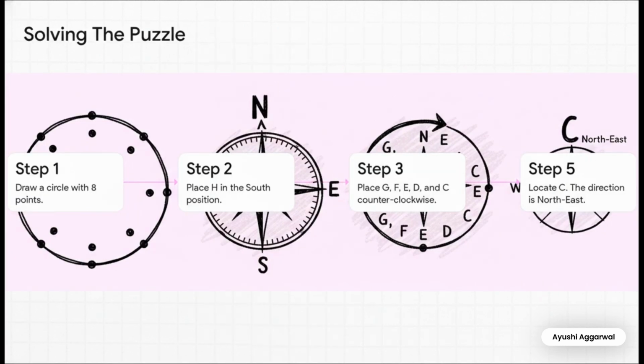First, you draw a circle with 8 points. Step 2, place H in the south. Now, the keyword is counterclockwise, so against the direction of a clock's hands, place G, F, E, D, and then C. And what do you see? C's final position is in the northeast.